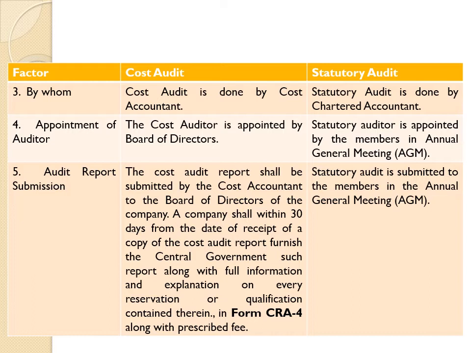Appointment of auditor. The cost auditor is appointed by the board of directors. The statutory auditor is appointed by the members in the annual general meeting. That is very important. Kindly remember that the cost accountant is appointed by the board of directors, whereas generally the statutory auditor is appointed by the members of the company.